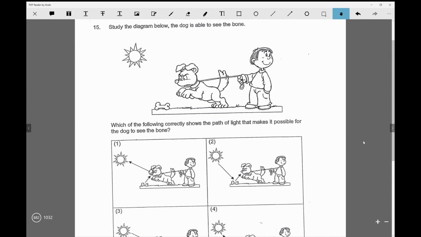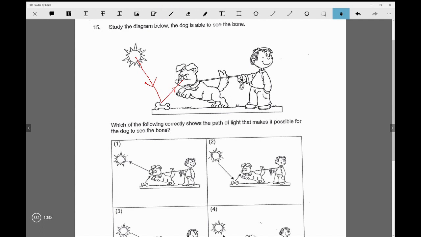Okay, so we always start from the source of light, right? Okay, if this is an open-ended question, please use a ruler. So sorry. Okay, we start. We always start from the source of light. Like I say, if it is an open-ended question, please use a ruler to draw. Because the light travels in a straight line, so you must use ruler. So the light shines onto the bones, reflect the bones into the dog's eyes. That's why the dog see.